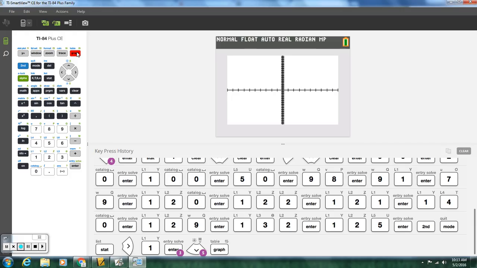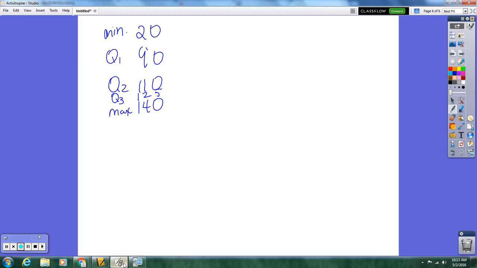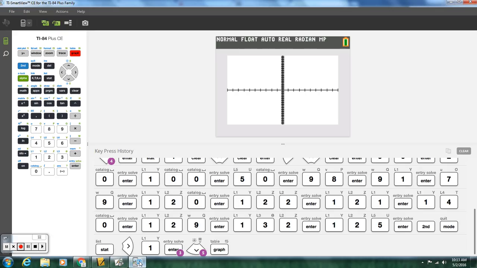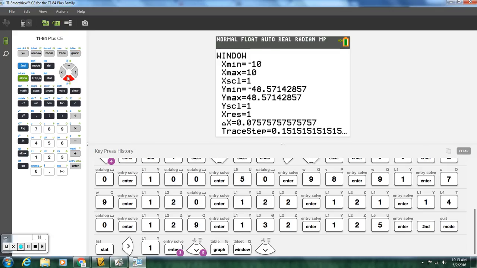All right, what's wrong with my window? Do I need to fix it? I'm going from -10 to 10, but did any of my numbers even go below 10? What was the lowest number? The lowest number was 20, and the highest was 140. So I need to fix my window. Let's go to window, leave this one at 0, and what do you want our maximum to be? It has to be more than 140.